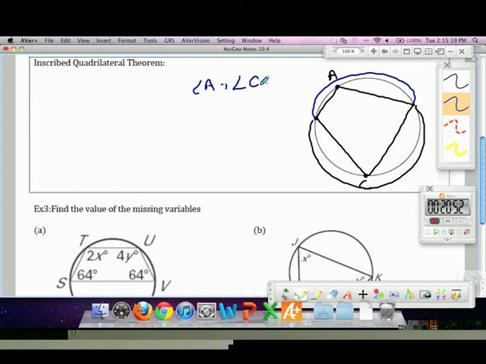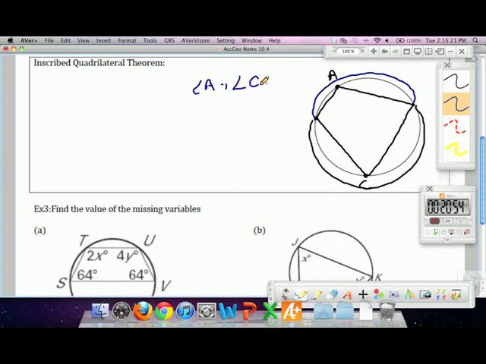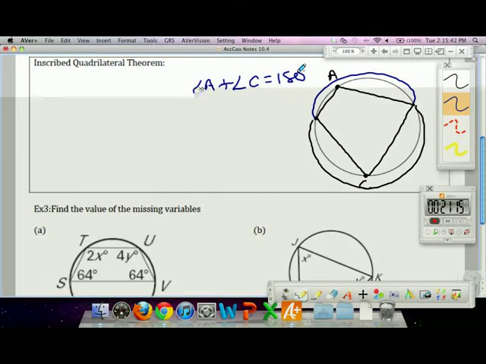I'm not saying those angles are congruent to each other. But if I add these two angles and I get 180, or half of the arc measure of the whole circle, what do I call two angles that add up to 180? Supplementary. Thank you, Ben. The inscribed quadrilateral theorem says just that.